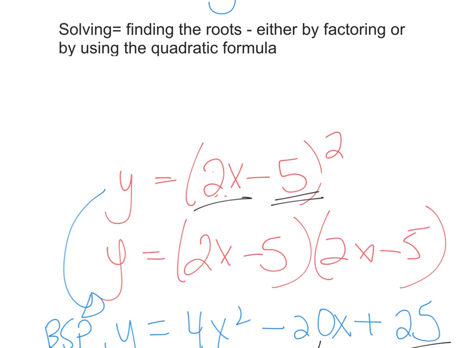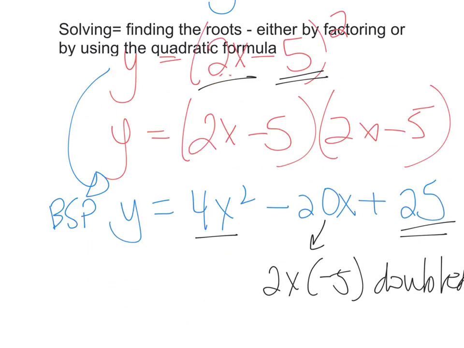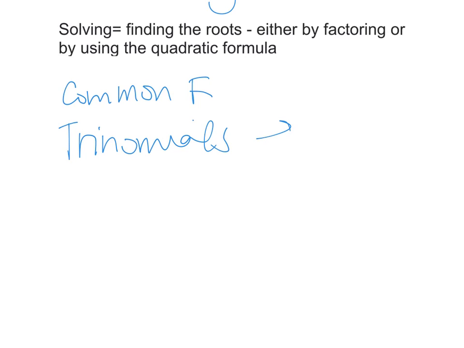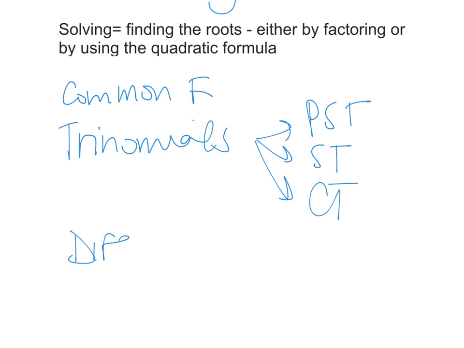The second part of Chapter 5 involved going backwards. So instead of going from factored form to standard form, now we're going to go backwards and go from standard to factored form. So let's give an example here. And we'll talk about the different types of factoring. The types of factoring you've learned so far: you've learned common factoring, you've learned factoring trinomials, and there were 3 types of trinomials. There was a perfect square trinomial, there was a simple trinomial, and a complex trinomial. And you also learned how to factor a difference of squares.